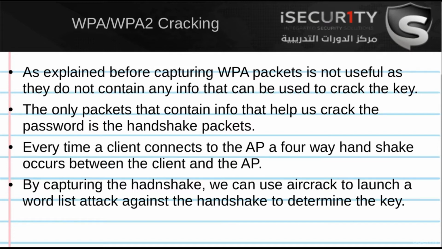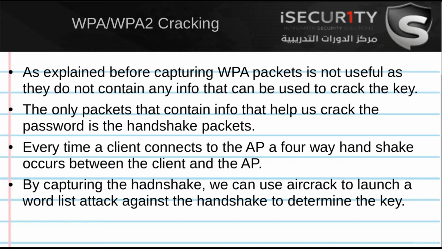Now, we explained in a previous video that in WPA, each packet is encrypted using a unique temporary key. So it's not like WEP where IVs were repeated, and once we collect a large number of data packets with the same IV, we can calculate the WEP key. In WPA, each packet is encrypted using a unique temporary IV, so that even if we collect 1 million packets, these packets will not be useful for us because they do not contain any information that can help us determine the actual WPA key.